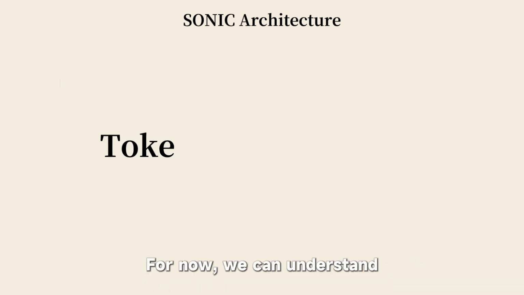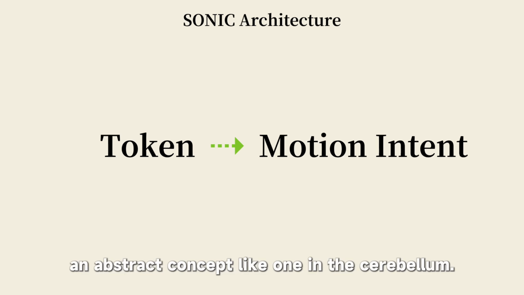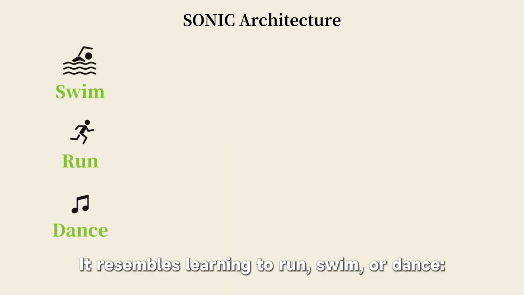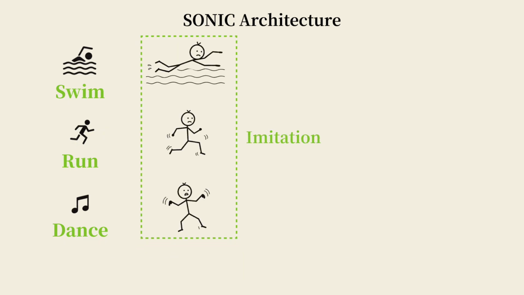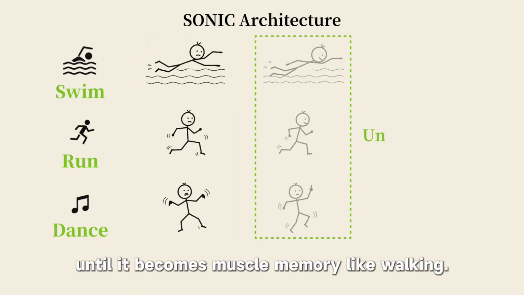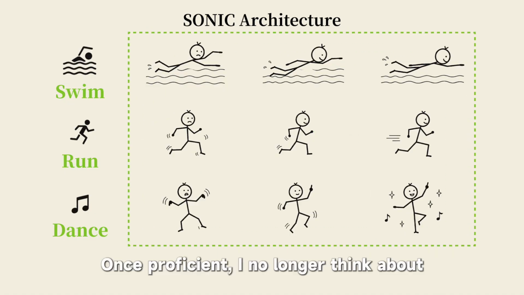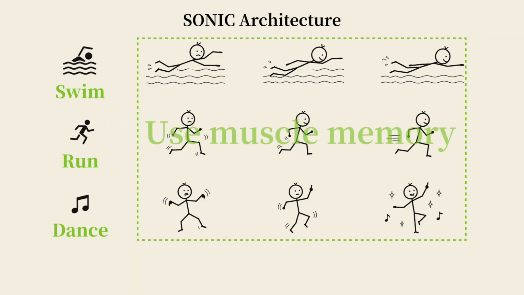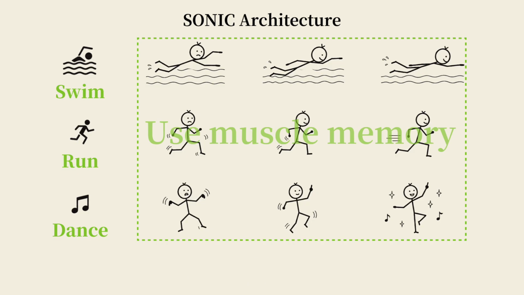For now, we can understand the 64-dimensional token as motion intent, an abstract concept like one in the cerebellum. It resembles learning to run, swim, or dance, first imitating each movement step by step, then gradually understanding it, until it becomes muscle memory like walking. I no longer think about where to put my arms or how to move my legs. I simply let the cerebellum coordinate the body's muscles to carry out the intended motion.